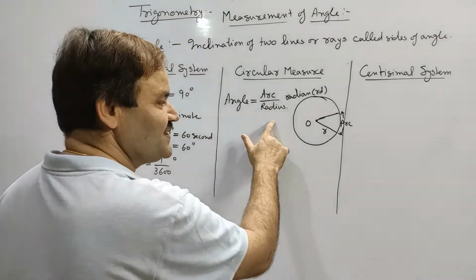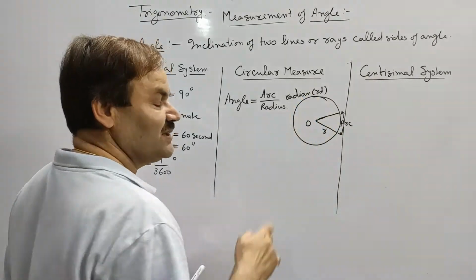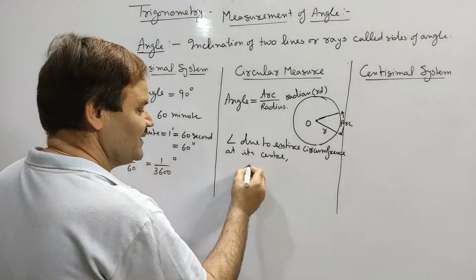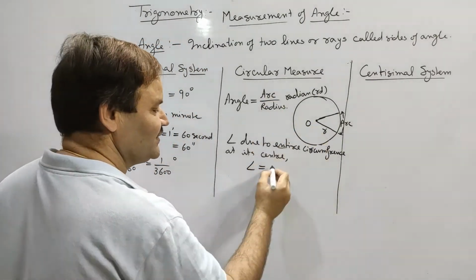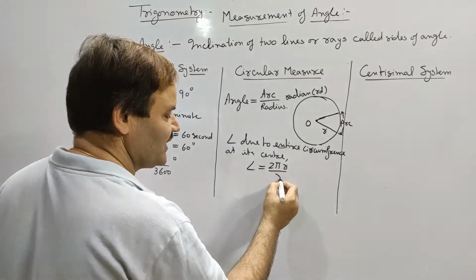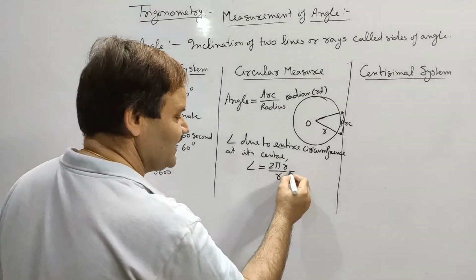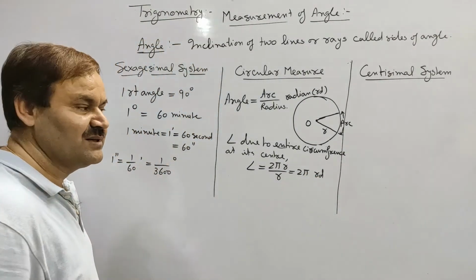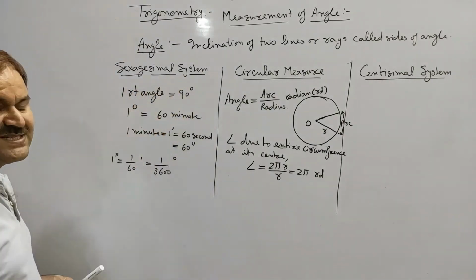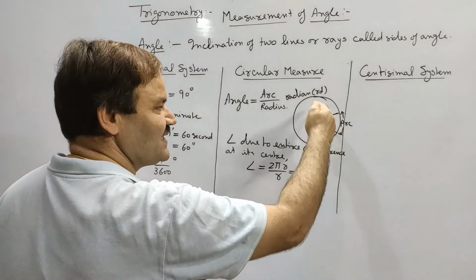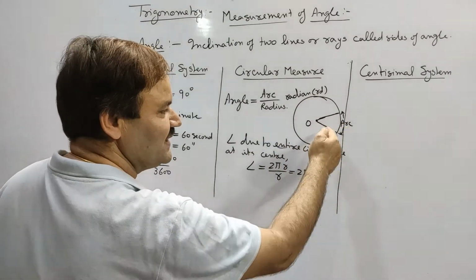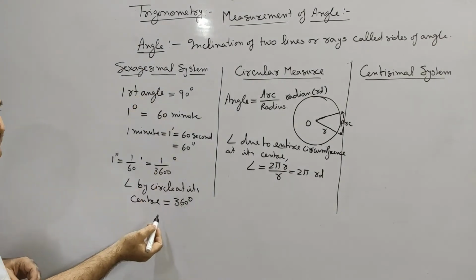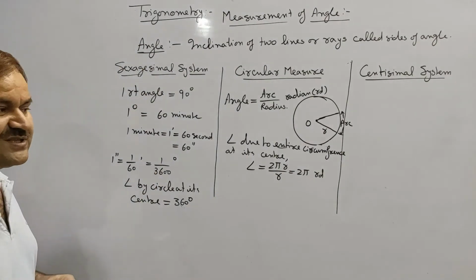So in this system, the angle subtended by the entire circle at its center will be angle is equal to arc length 2 pi r upon radius r, and that will be 2 pi radian. While in the sexagesimal system, the angle subtended by the entire circle at its center will be 360 degree.